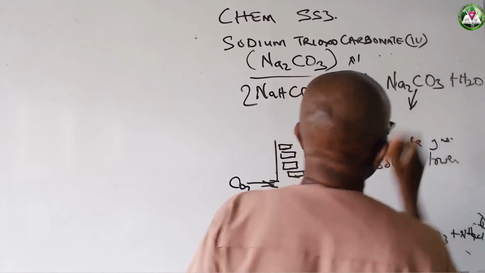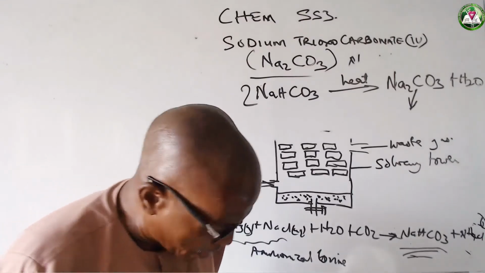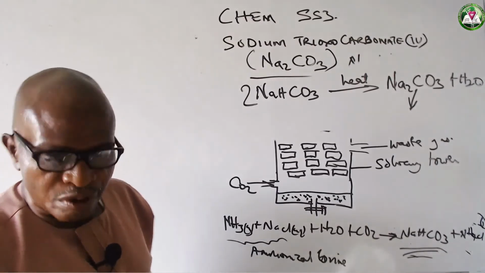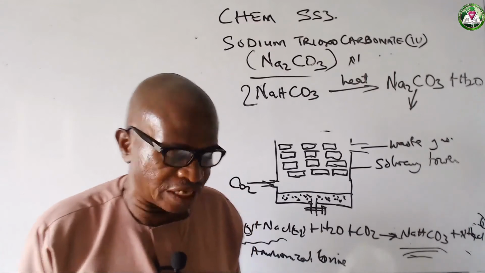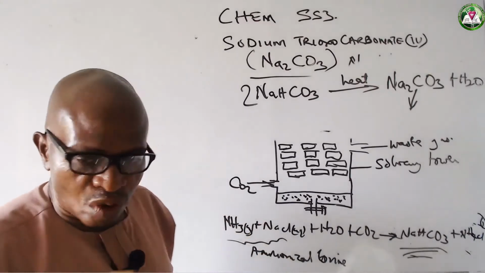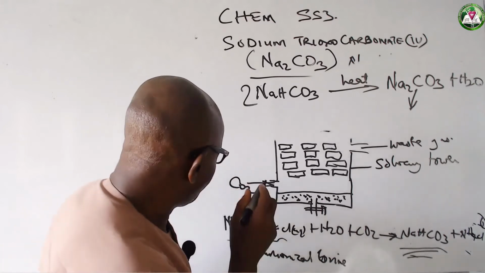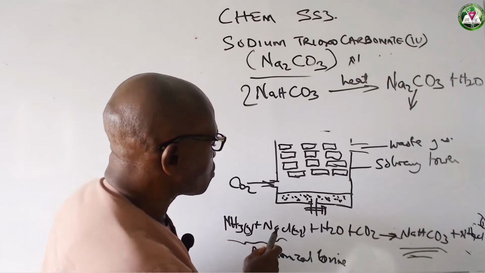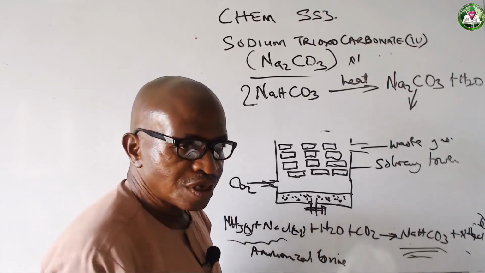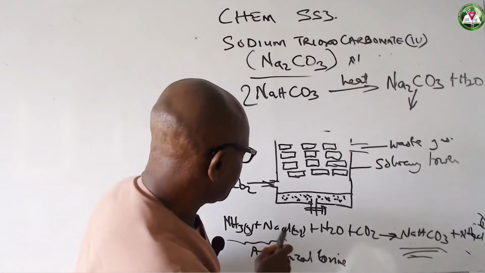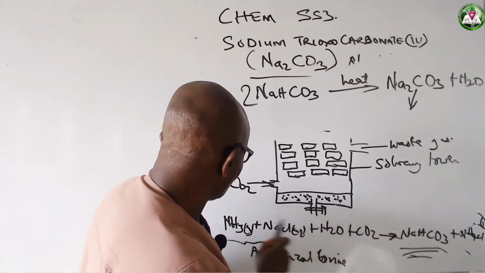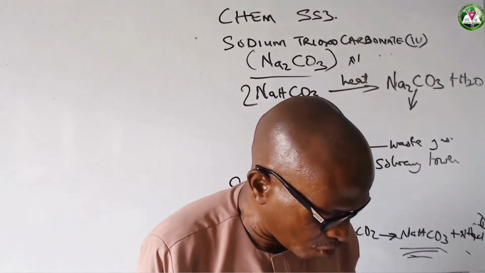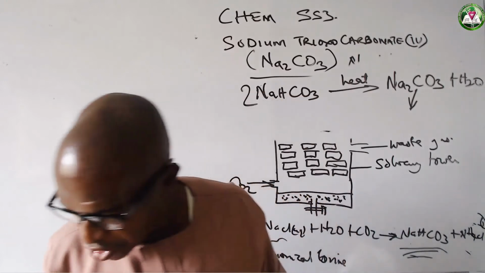This is the compound you want to produce. But there is something that happened in this Solvay process. It's an economic process. If you look at what we have done, you see that the raw materials here are ammonia, sodium chloride, and CO2. But this CO2 and ammonia can be regenerated. Therefore, you have this ammonium chloride.